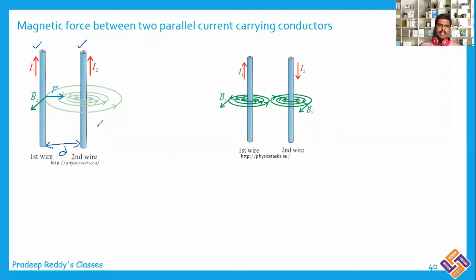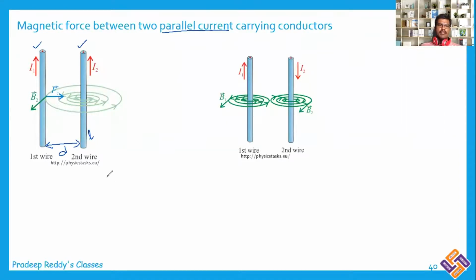Now I can consider the length of each conductor as L, and in both cases current is going upward. These two are parallel current carrying conductors. I want to now calculate the magnetic force between these two parallel current carrying conductors. So remember that because of a current carrying conductor, there will be some magnetic field produced, which we have discussed in the Oersted experiment and also Biot-Savart law and Ampere's law.